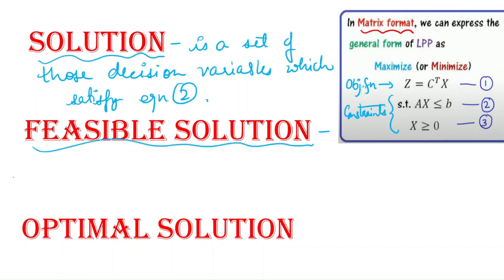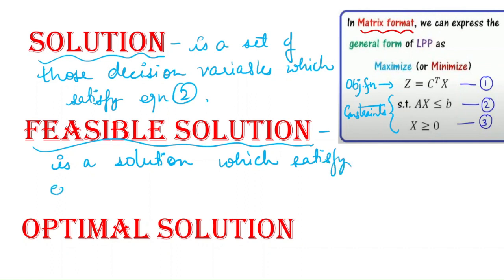Now, what is the feasible solution? Feasible solution is a kind of a solution. That means it already satisfies equation 2. So it is a solution which satisfies the non-negativity constraint, or we can say which satisfies the equation number 3. So infeasible solution would be that solution which doesn't satisfy the non-negativity constraints. We have discussed that in that lecture when I discussed the graphical solution.